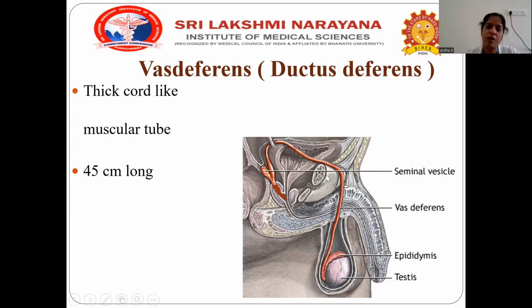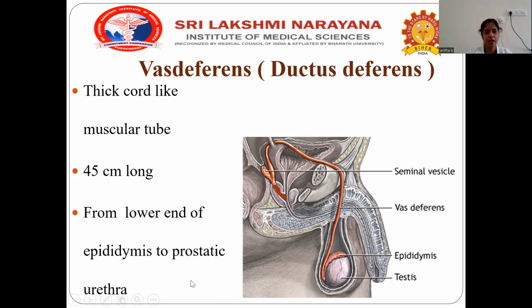So it passes through the inguinal canal, then reaches the peritoneal cavity, then it joins with the seminal vesicle, forms the ejaculatory duct, and opens into the prostatic part of the urethra. The length of the vas deferens is around 45 centimeters. It starts from the lower end of the epididymis and opens into the prostatic part of the urethra.